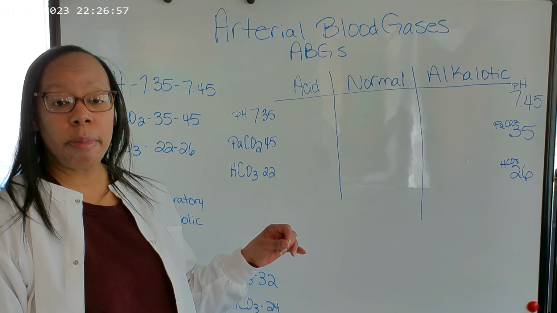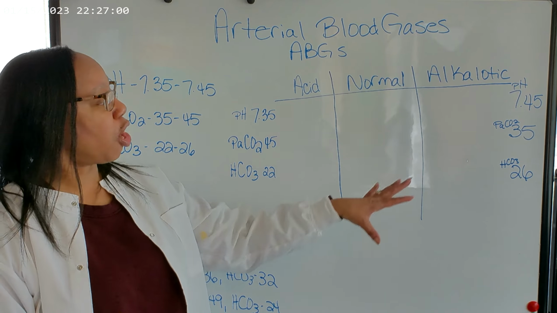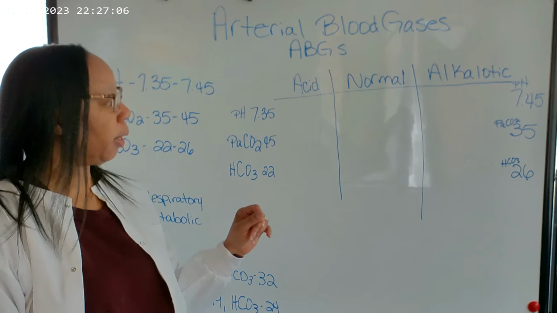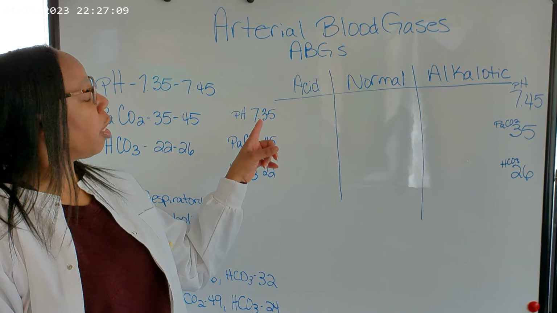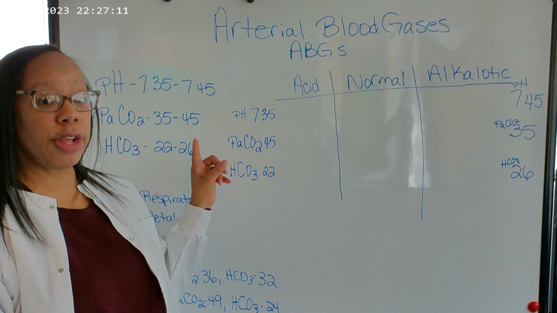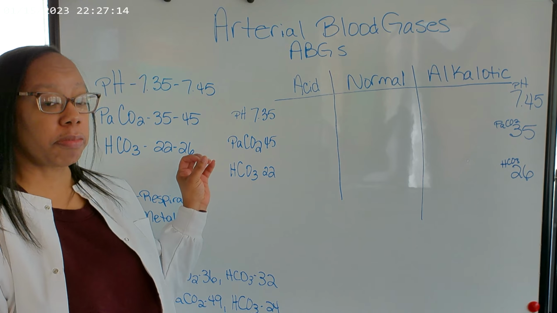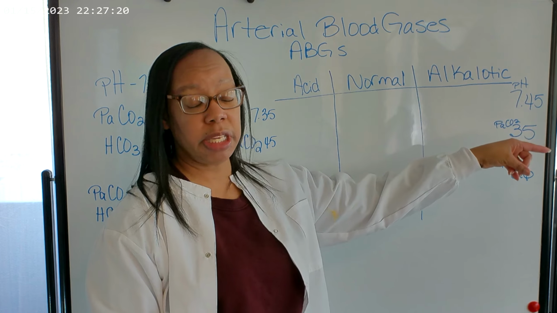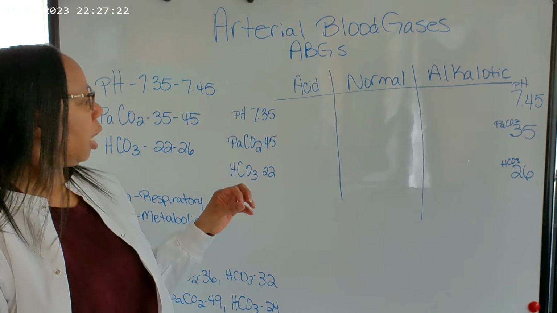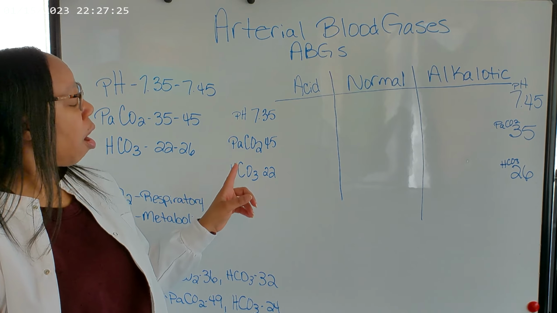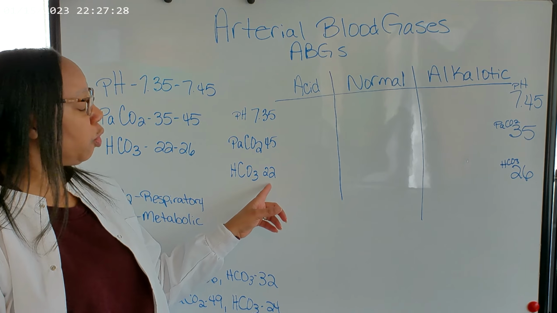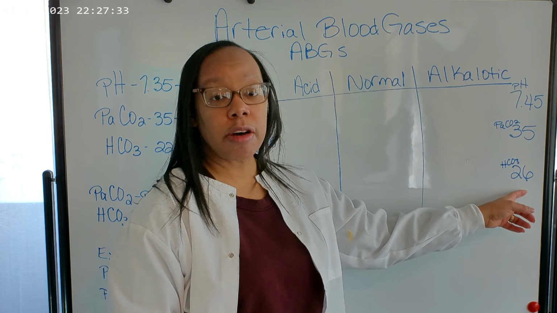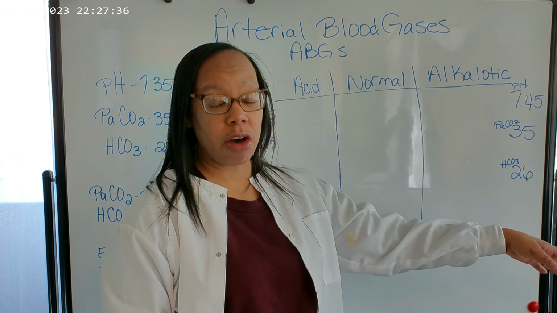With the tic-tac-toe method, we have our chart here with acid on one side, normal in the middle, and alkalotic on that end. Any values of our pH that are below 7.35 are considered acidic. Any values for our pH above 7.45 are going to be considered alkalotic. Now let's go down to our bicarbonate, HCO3. Any values below 22 are going to be considered acidic. Any values above 26 are going to be considered alkalotic.